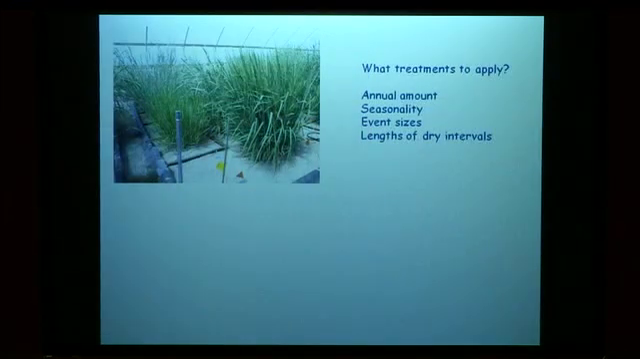So again, I'm not trained in agronomy, and so it's been a real challenge to think about what treatments we might want to impose. How do you do a good job imposing drought on a perennial like this in the field? We certainly have to take into account the annual amounts that we might apply, the seasonality, how the events happen, the length of the dry interval. There are many, many decisions that we've had to make. And this is where I'd love to get people's opinions.